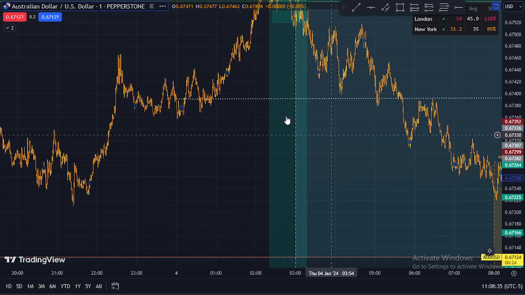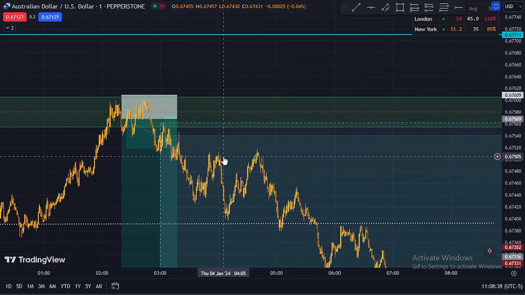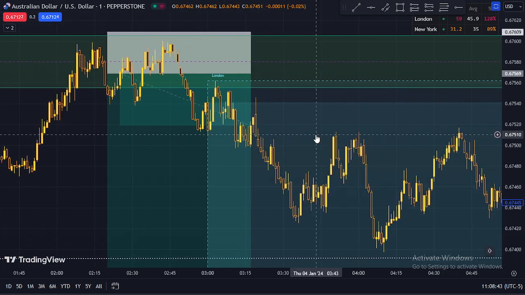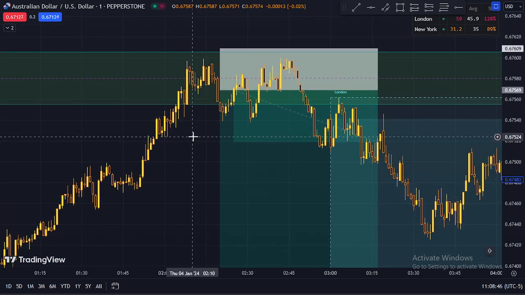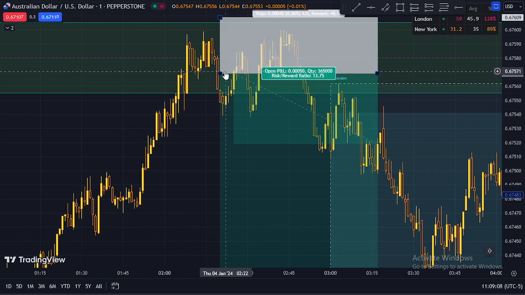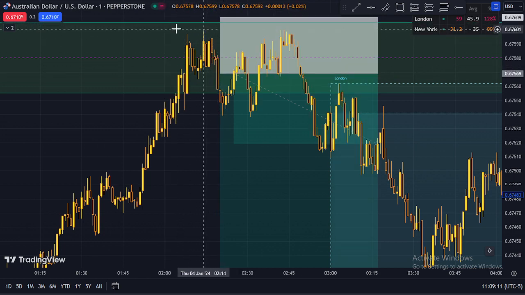So we had that. We then took out this high right there. We then came again, ran up again, but our entry would have been in this fair value gap right there. So your entry, your stop placed right above that volume imbalance.